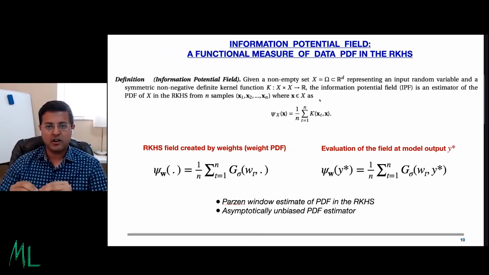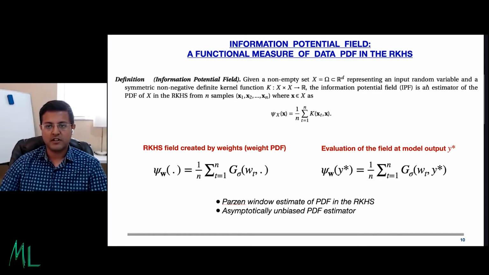So this particular metric that we use for quantifying the PDF of the weights in the RKHS is called the information potential field, and it is defined as follows: given a non-empty input set X, representing an input random variable, and a symmetric non-negative definite kernel function K that maps from the inner product space of X to a real number.